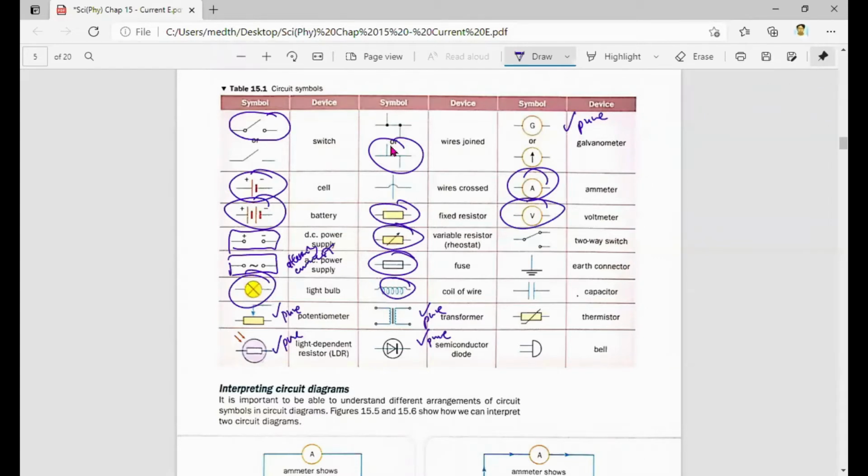Two-way switch, haven't really seen it coming out yet. Earth connector, yes. Okay, earthing, so this is under practical electricity. Capacitor, okay, this one. Thermistor, yes, pure likes to come out with this. So I will take pure.